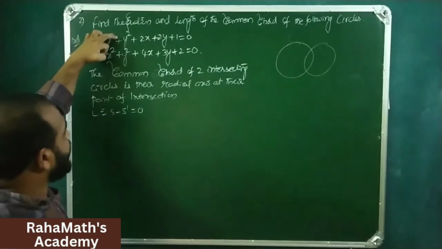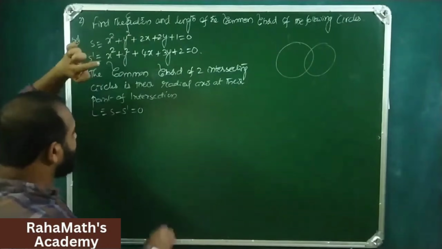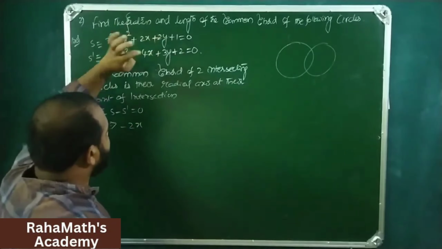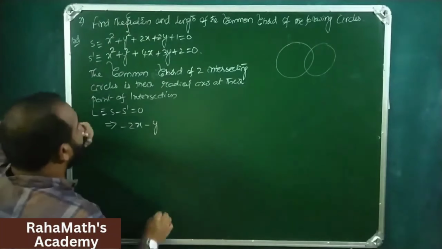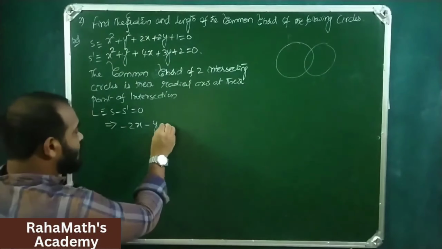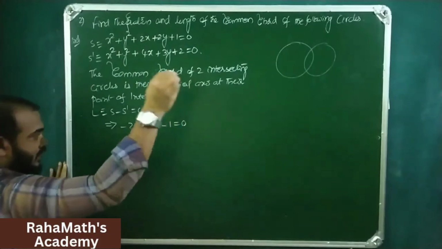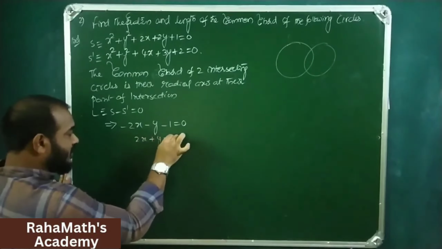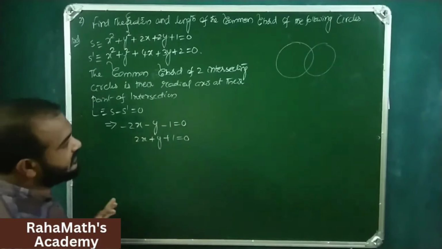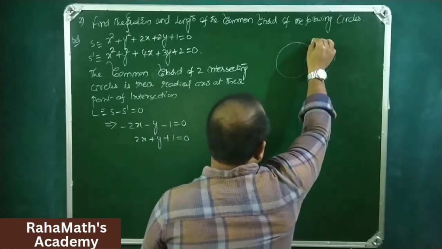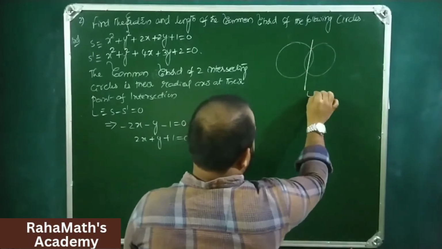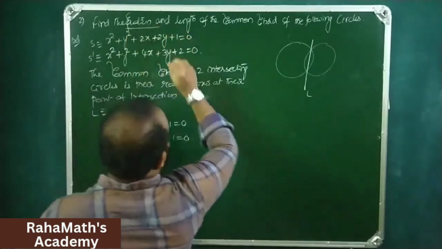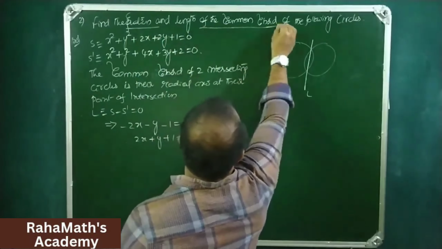X square, y square get cancelled. 2x minus 4x is minus 2x. 2y minus 3y is minus y. 1 minus 2 is minus 1 equals to 0. If I take minus in common, 2x plus y plus 1 equals to 0. This is the radical axis. That means this line, L, is the equation of the common chord.